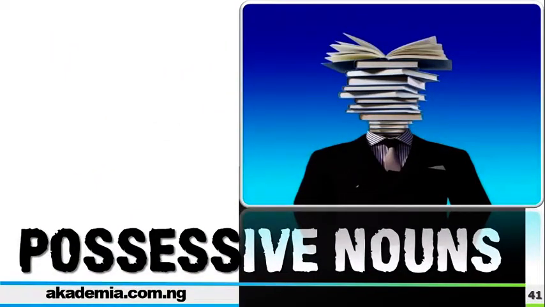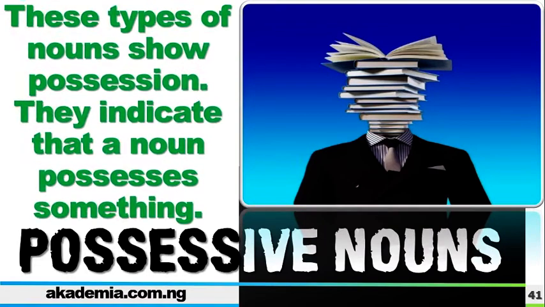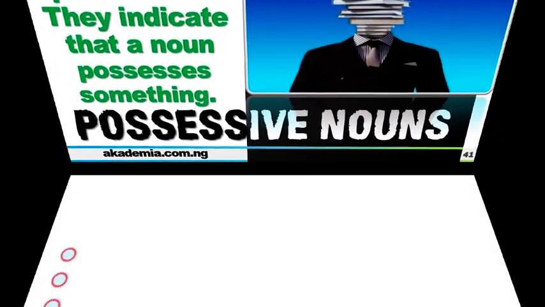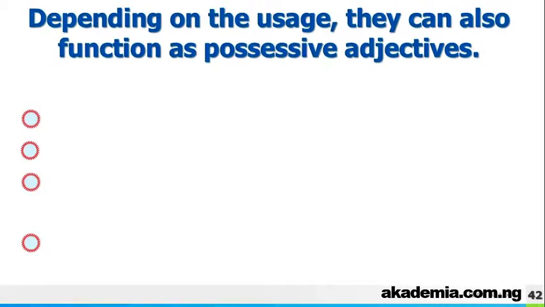Let's look at yet another type of nouns in English, which will be the last one we'll be looking at in this video, and that is the possessive nouns. Now, these types of nouns perform only one function. They show possession. They indicate that a noun possesses something. Depending on their usage, they can also function as possessive adjectives.